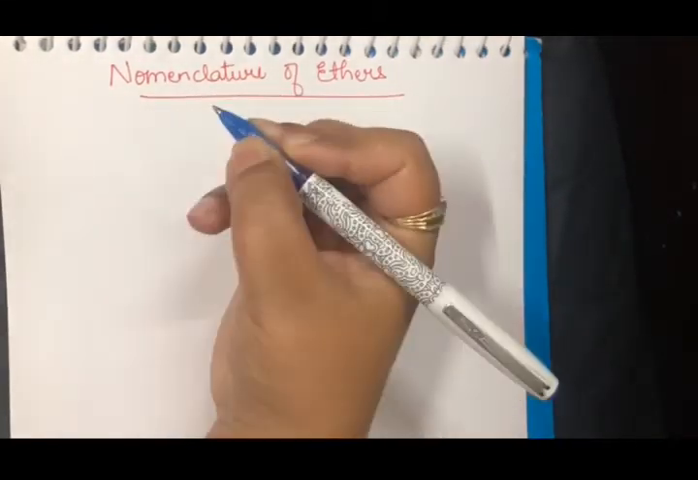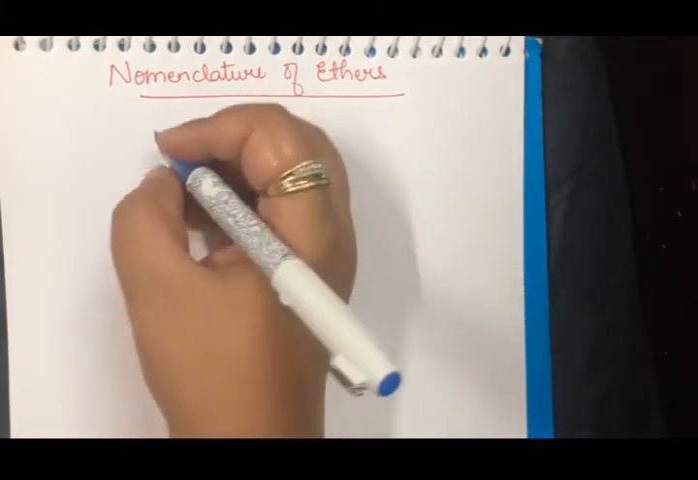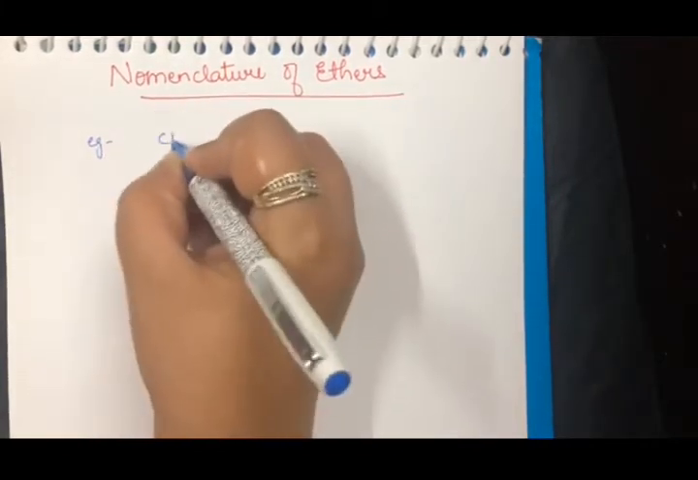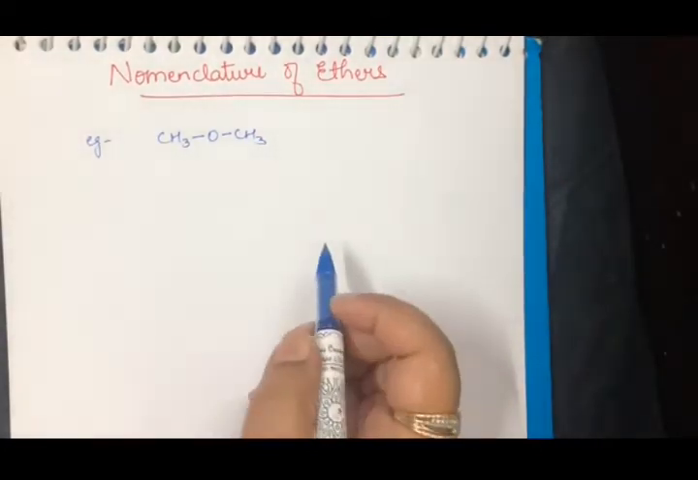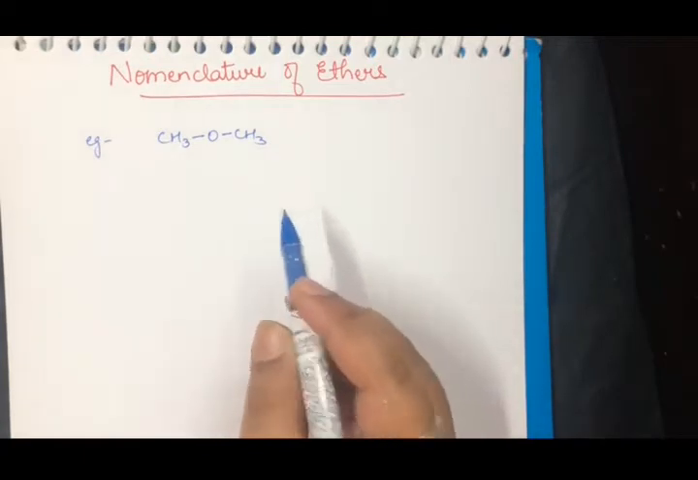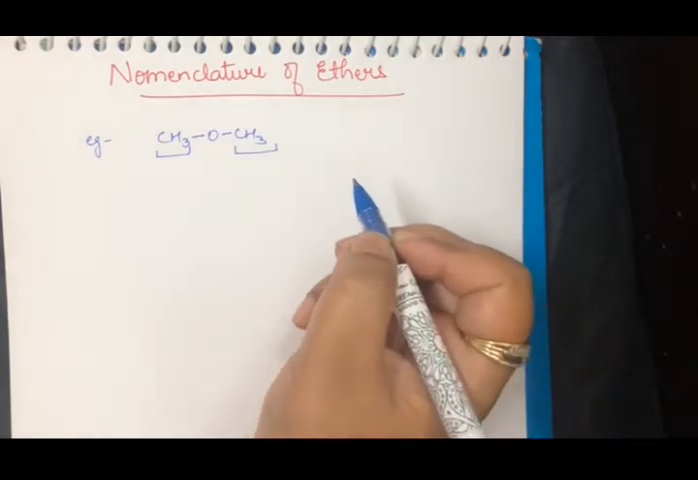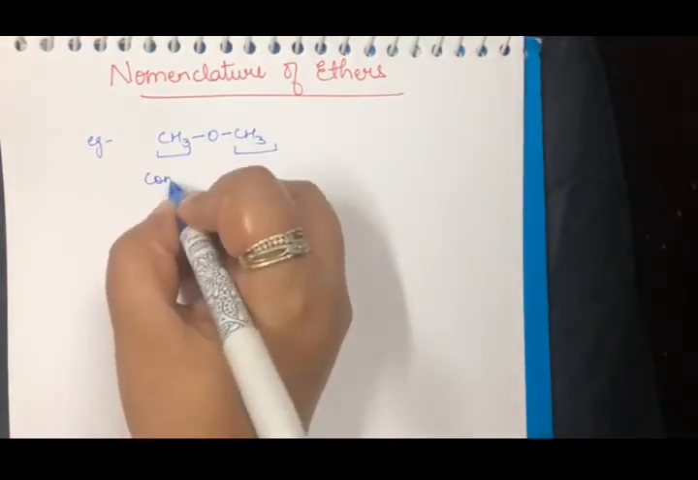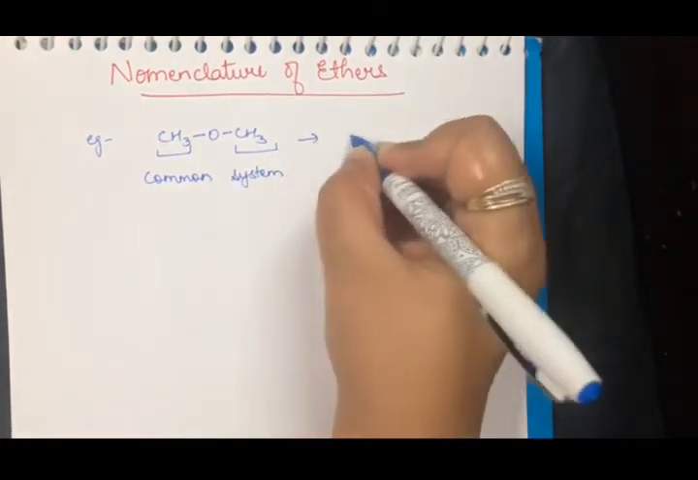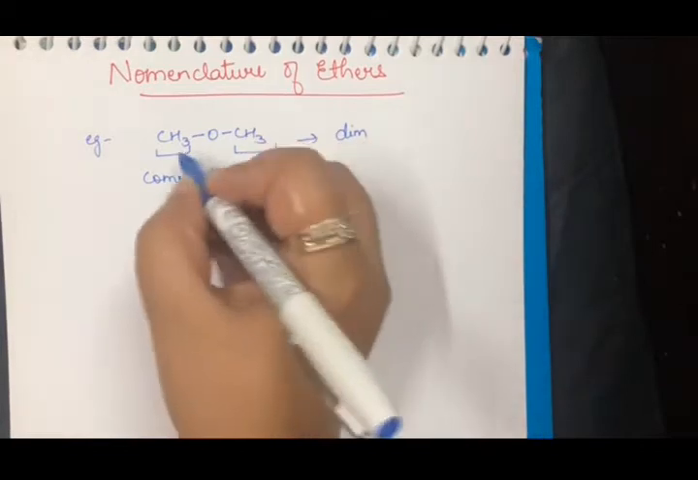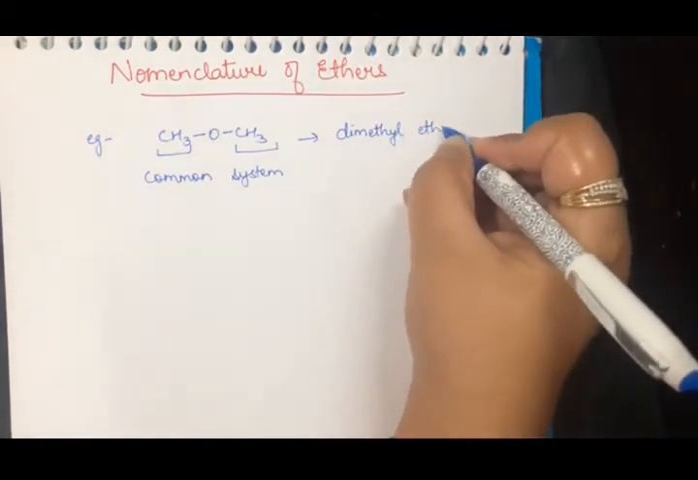I will talk about the common names that are given to the ethers, and the IUPAC names both. If I take an example, CH3OCH3, this is the simplest of the ethers. What you have to do is identify both the alkyl groups. I have a methyl group here and a methyl group here. As per the common system, the name for this structure is going to be di, because there are two methyl groups present. I will call it dimethyl ether.